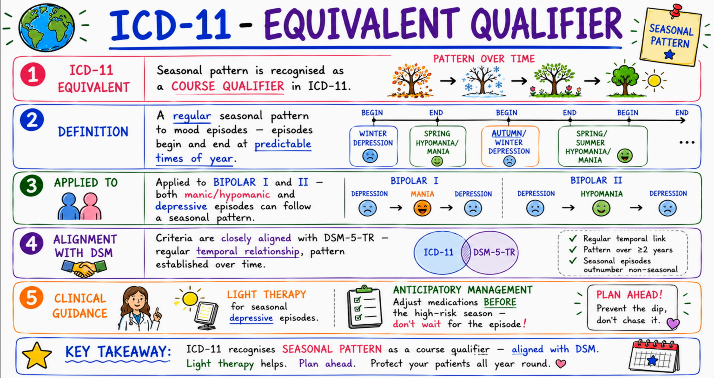The one thing to remember for the exam is that seasonal pattern is a course specifier or qualifier in both systems. It's not describing one episode, it's describing the illness pattern across multiple years. That's the structural distinction that sometimes catches candidates out.